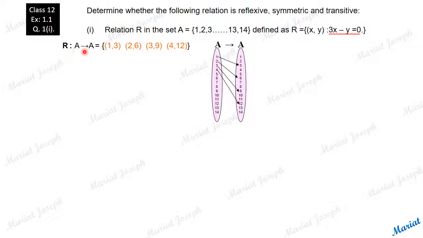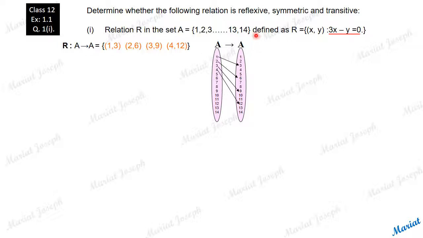Now, this is called a relation written in the roster form, just by listing down the ordered pairs which satisfy the given condition in the relation. This way of expressing the relation is called set builder form. Now, the same relation is depicted through an arrow diagram also.